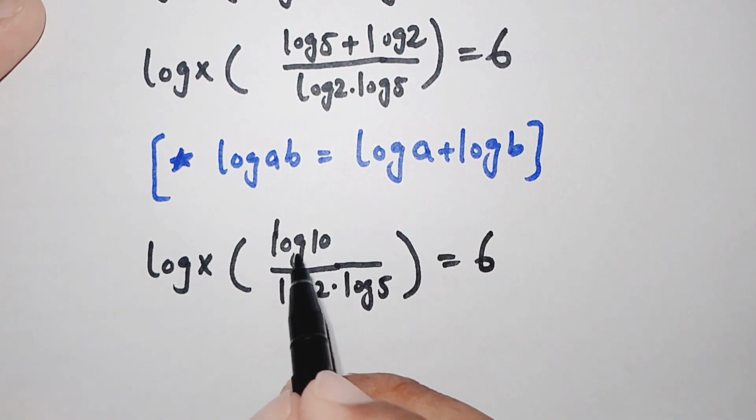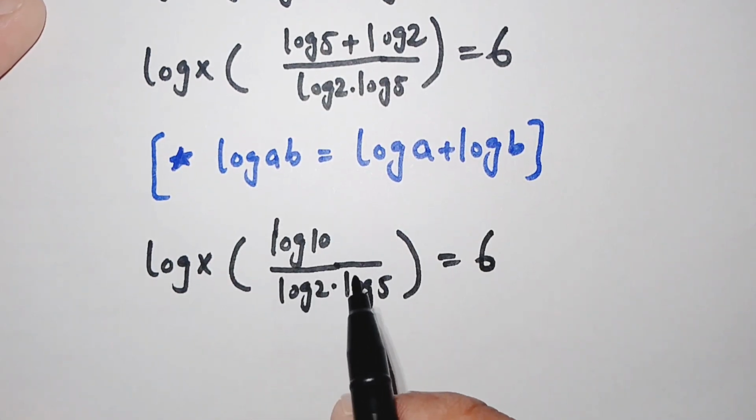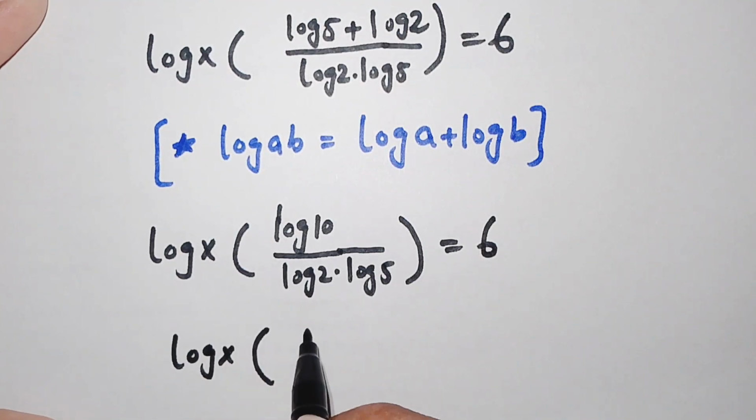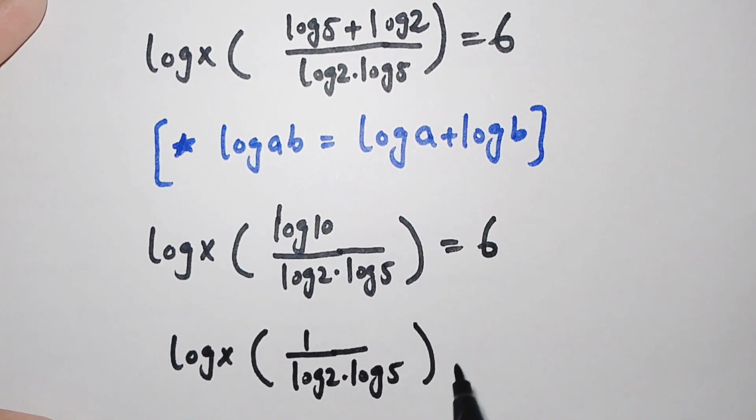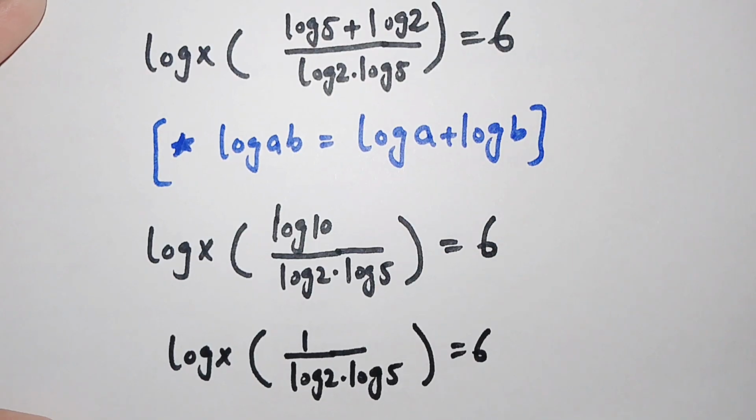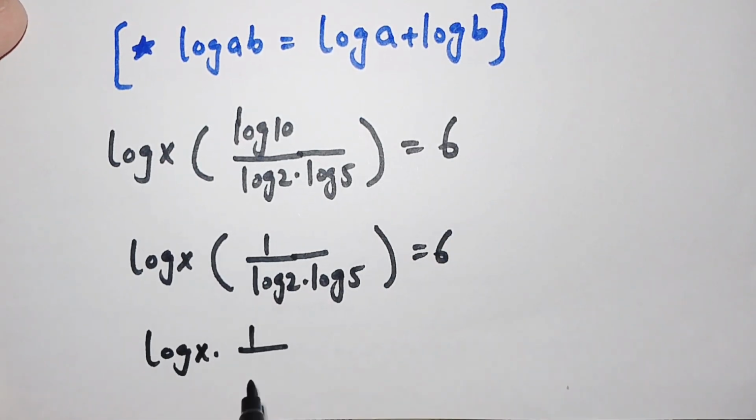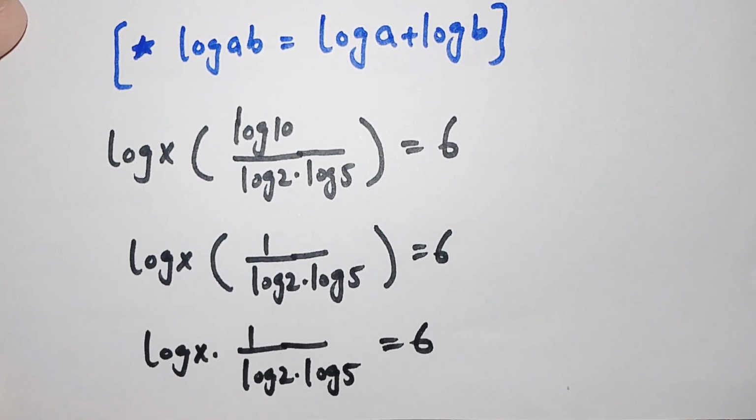Now we know that log of 10 is equal to 1. So we put 1 in place of log of 10. This will become log of x times 1 divided by log of 2 times log of 5, which is equal to 6.